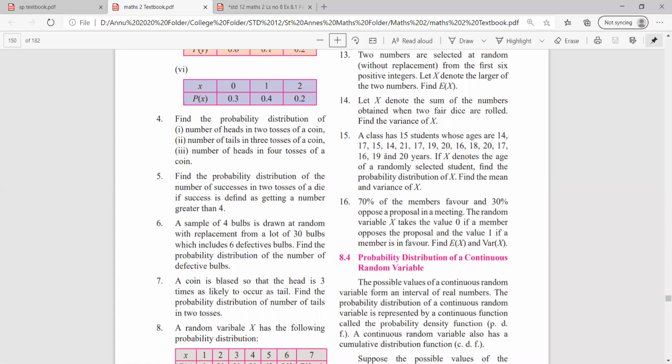If X denotes the age of a randomly selected student, find the probability distribution of X. Also find the mean and variance of X.